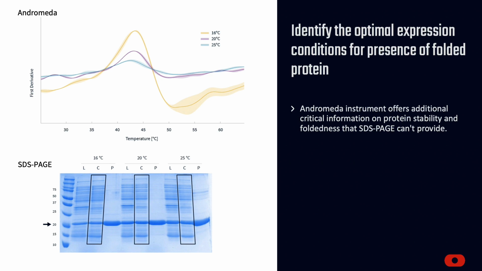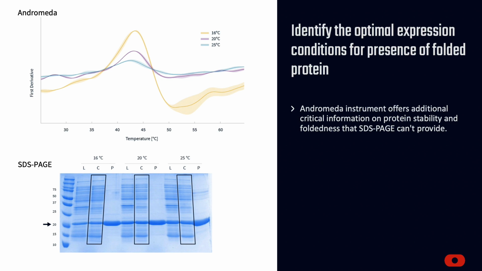Now, what you can see in the top graph is the unfolding profiles for the recombinant protein grown under the same conditions shown in the gel, but measured with the Andromeda instrument. So what the Andromeda is, it's the latest tool that allows you to screen lysates for the presence of folded recombinant protein to help you identify the best expression conditions for your membrane protein. Now, it measures thermal unfolding of your target protein in crude lysate by detecting changes in fluorescence, and this can either be from a site-specific His-tag dye for His-tagged proteins or from GFP fusion proteins.